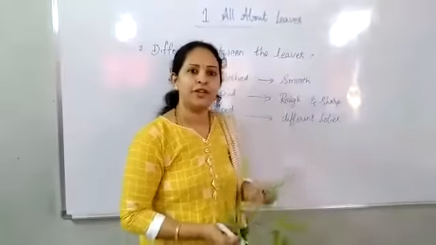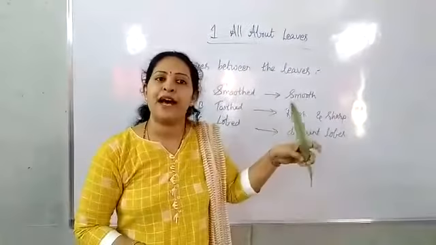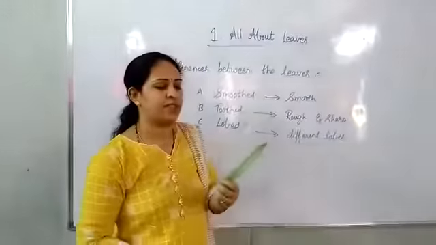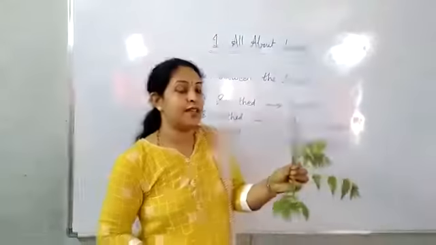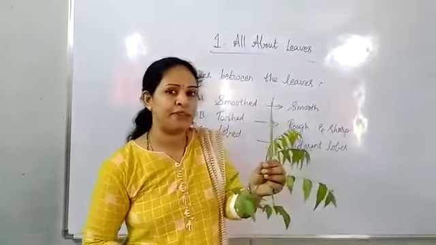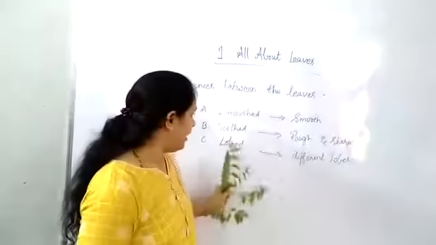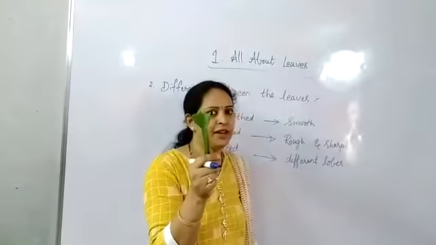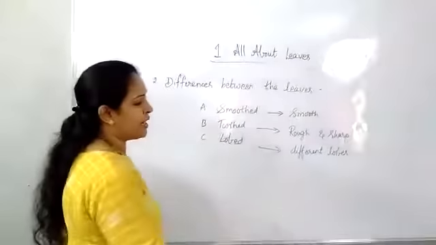Here you can see the different types of leaves. So this leaf has which type of margin? Just check and confirm it. This is smooth margin. And these are neem leaves. The neem leaves have which type of margin? You can observe it. It is toothed. This leaf has lobed margin. Okay? So these are the 3 types of leaf margins.